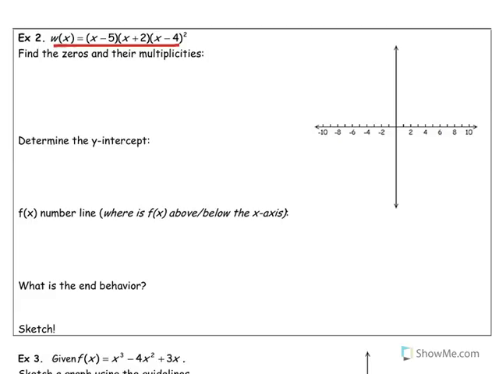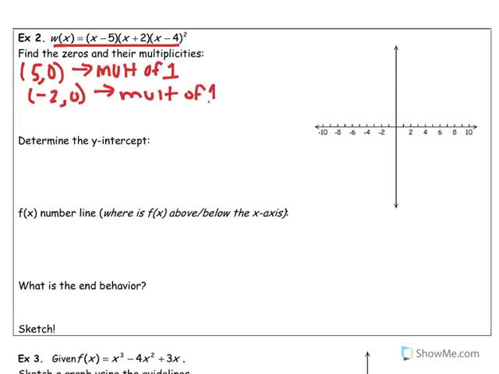But here we already have our function in factored form, so I know that my zeros are 5. We have (5, 0), and this has a multiplicity of 1 because our exponent is 1. We have a zero at (-2, 0), and this has another multiplicity of 1. And then finally, we have a zero of (4, 0), which has a multiplicity of 2.